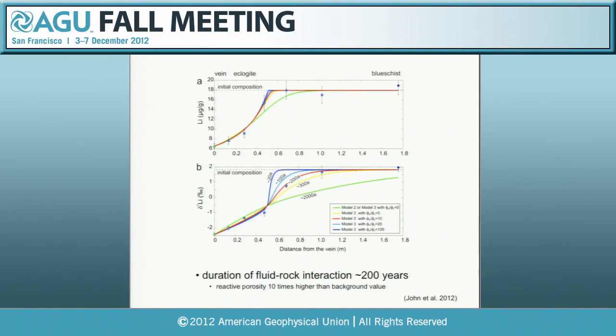Well, if we play a little bit, and we just have a look at the little cartoon down here, because the isotopes are more sensitive to this, then we see if we allow the reactive porosity to be 10 times higher than the background porosity, then we get a really perfect fit of the data at a duration of 200 years for the whole fluid-rock interaction stored in this reaction halo.